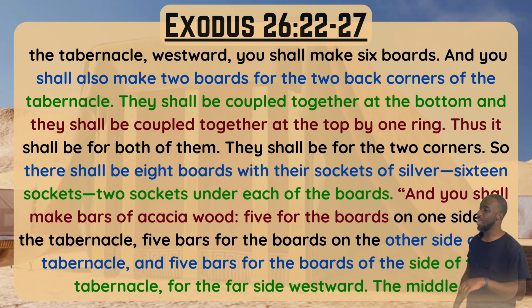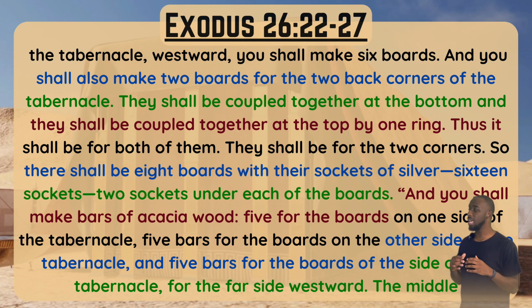Here we go. The tabernacle westward, you shall make 6 boards, and you shall also make 2 boards for the 2 back corners of the tabernacle. They should be coupled together at the bottom, and they shall be coupled together at the top by 1 ring. Therefore, it shall be for both of them. And so these back boards in the corner are going to be coupled together at the top and at the bottom. They shall be for the 2 corners. So there shall be 8 boards with their sockets of silver, 16 sockets, 2 sockets under each of the boards.